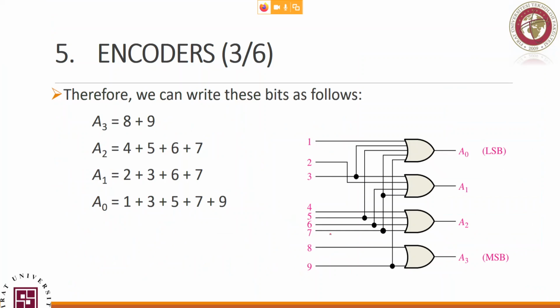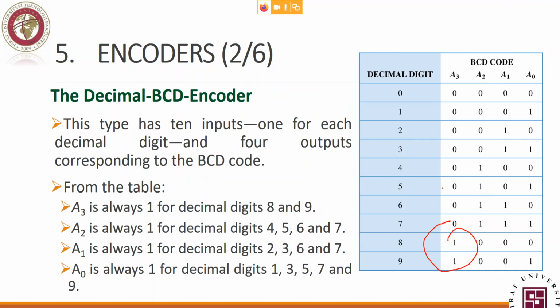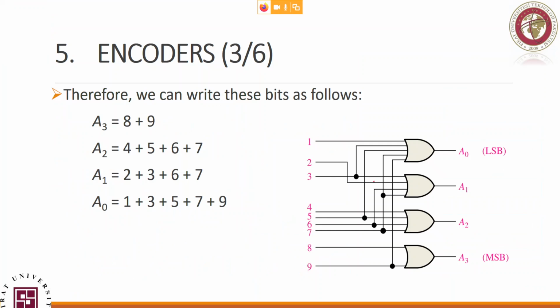Then A2 will take 4, 5, 6, 7. These are the inputs. Then A1 will take 2, 3, 6, 7. And for A0, we'll take 1, 3, 5, 7, and 9. Either one. That's why we use OR, not AND. I mistakenly said AND. It's not AND. Otherwise, we will get 0 all the time in AND.